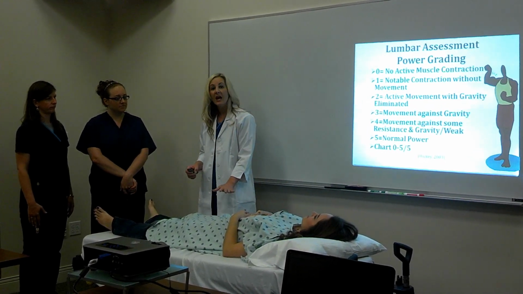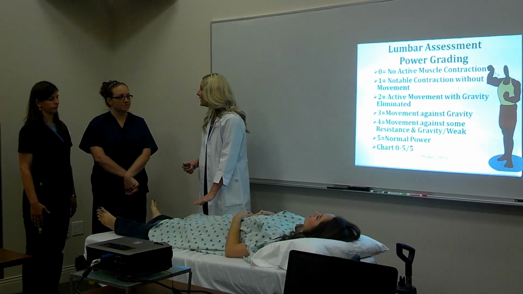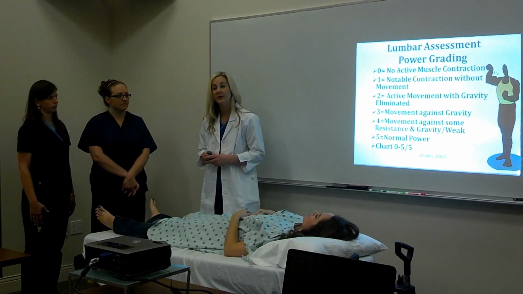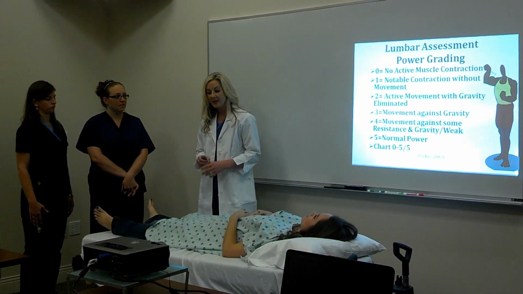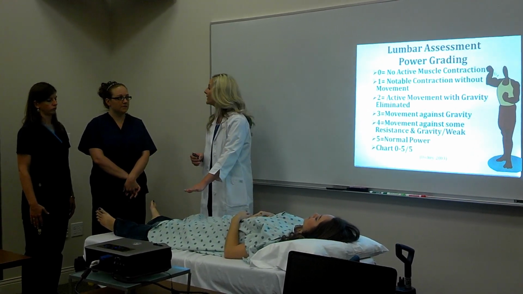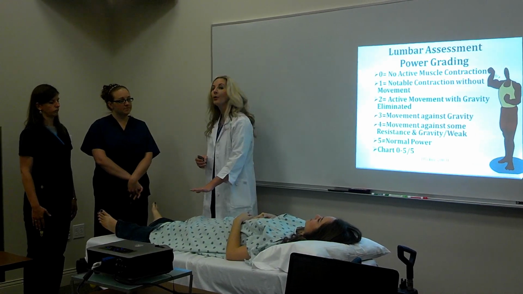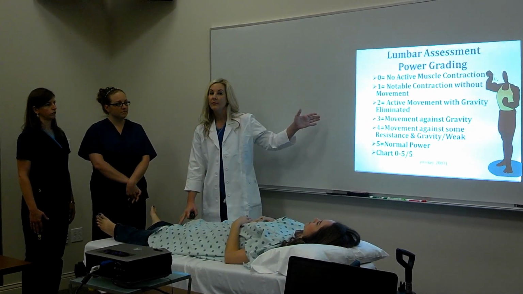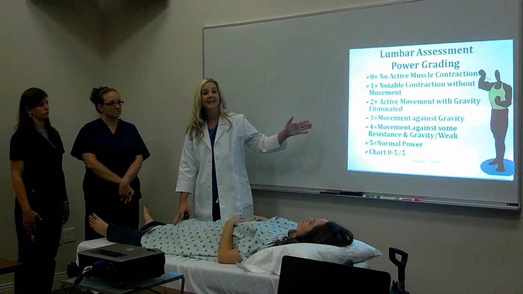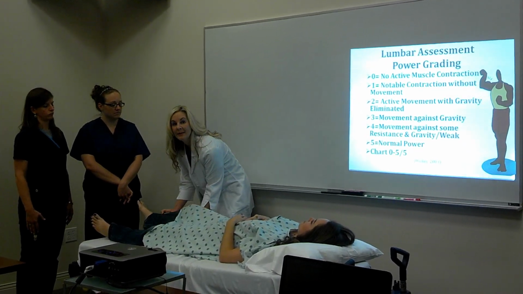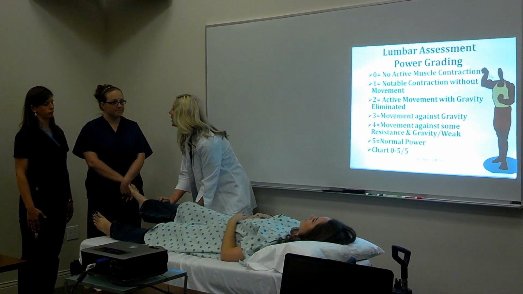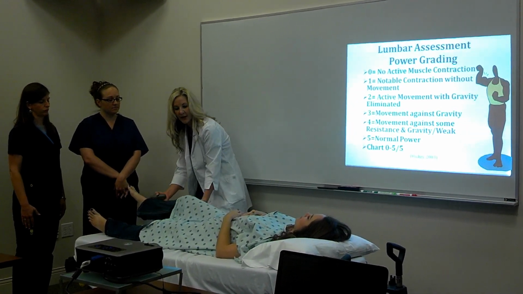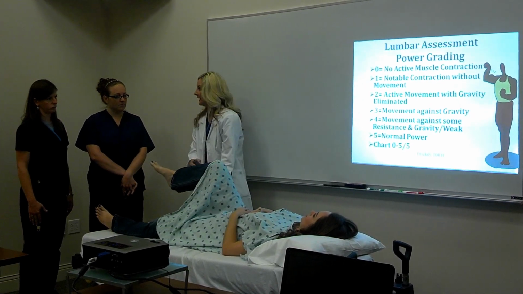So if Stephanie is unable to move her lower extremity and we note no muscle contraction, we would give her a score of 0 on a scale of 0 to 5. If we see that she has some muscle contraction but is still unable to move her extremity, we will give her a grade of 1. We will score her muscle contraction 2 if she has active movement, but only if I eliminate gravity for her. A score of 3 would indicate Stephanie is able to move her extremity on her own against gravity.